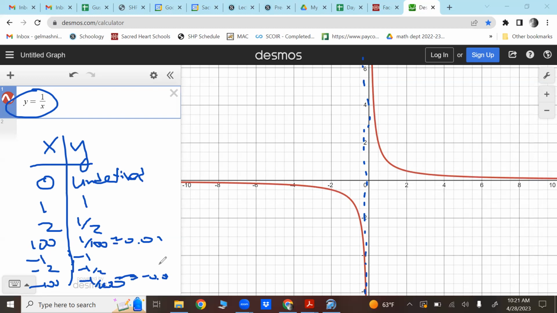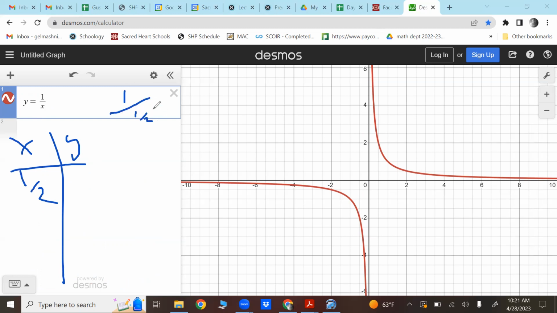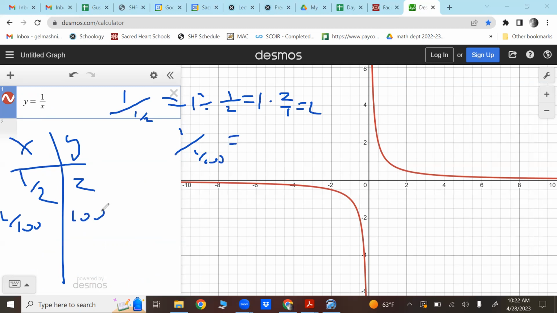But if I were to clear my screen, what if we plug in 1/2? What would Y equal now? What's 1 over 1/2? That's like 1 divided by 1/2, right? What happens if you divide fractions? You flip the second fraction, you get 2. What if I plug in 1 out of 100? What would I get? You get 100. So do you see why the graph goes haywire as you get closer to the y-axis? It starts shooting up forever, shooting down forever. So we're going to be exploring that kind of stuff with these kind of functions.